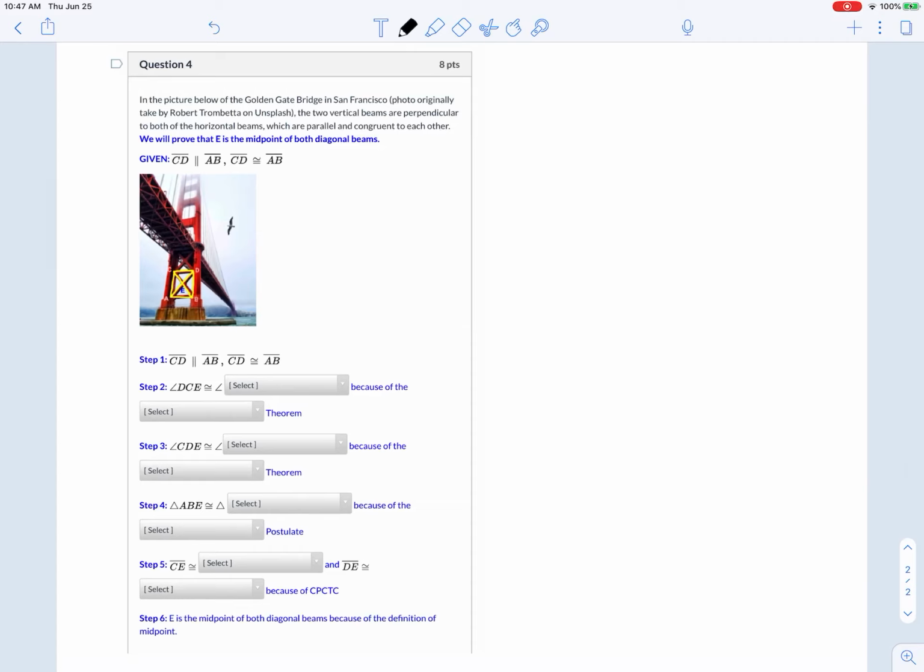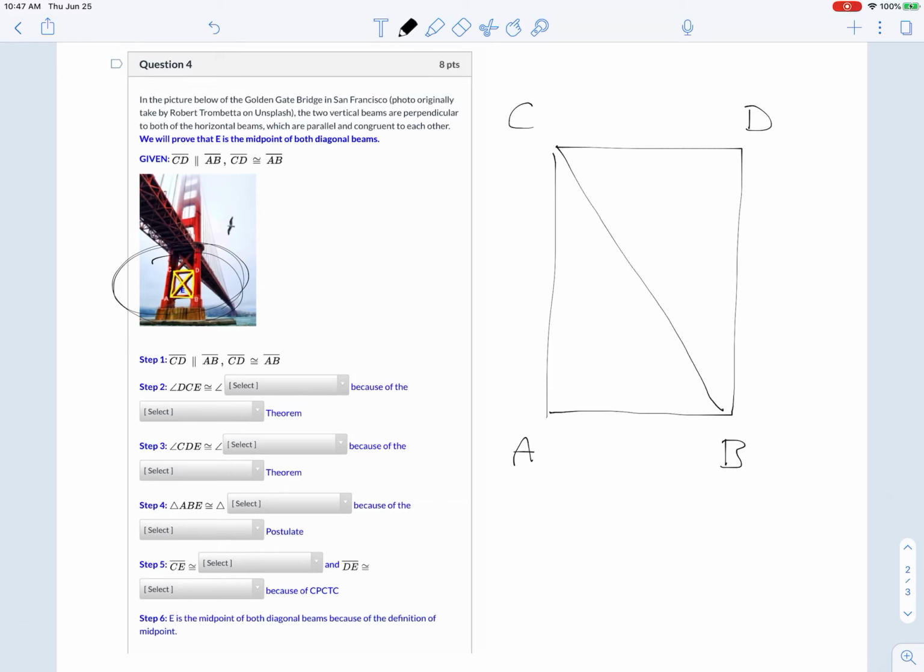So many cool problems. And here we are with the Golden Gate Bridge in San Francisco in the US. We've got a little triangle problem here, a little triangle trouble. I'm going to amplify it and make it bigger because that's really hard to see down there. We have A, B, C, D, and it looks like there's a diagonal through both of them that meets at E.